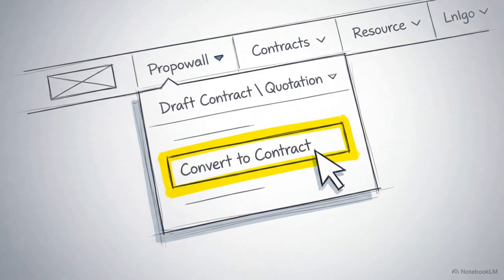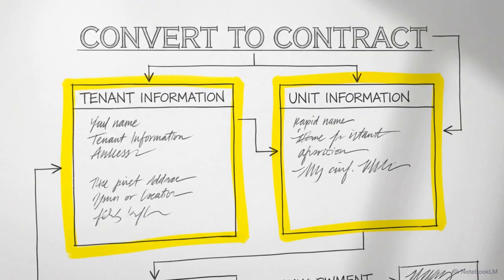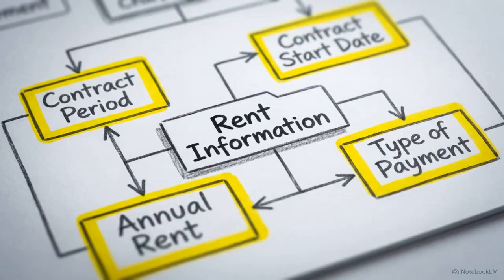Let's convert an approved quotation into an active contract. Navigate to Draft Contract Quotation, select your approved quote, and click Convert to Contract. Notice the tenant and unit fields. The system automatically pulls this information directly from the quotation, removing the need for duplicate data entry. Verify the contract period and start date. The start date dictates exactly when the accounting ledger will begin recording transactions.